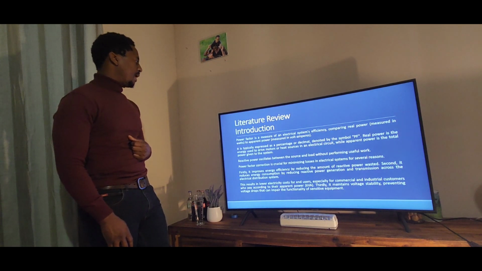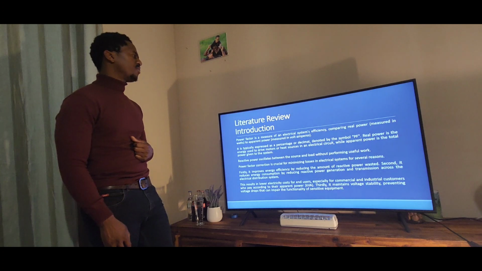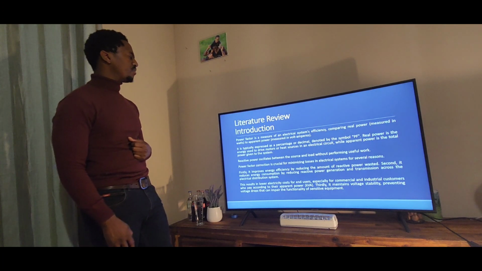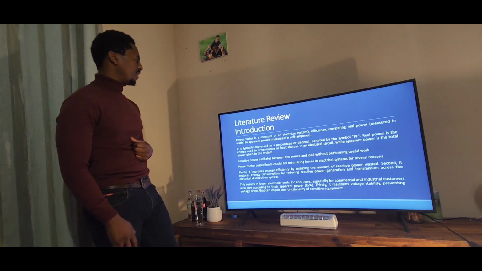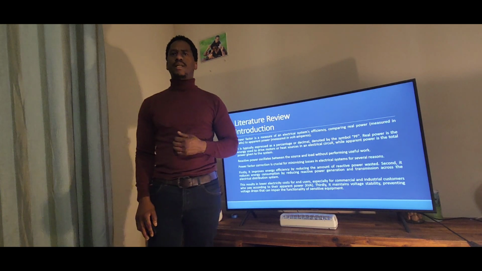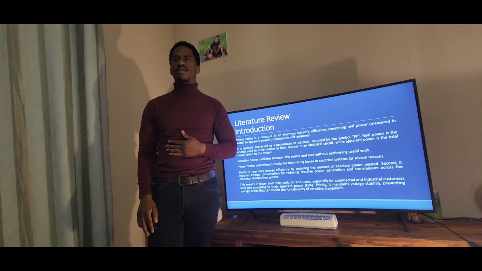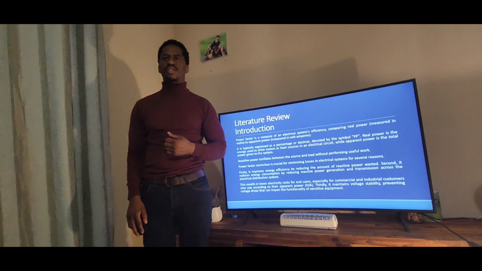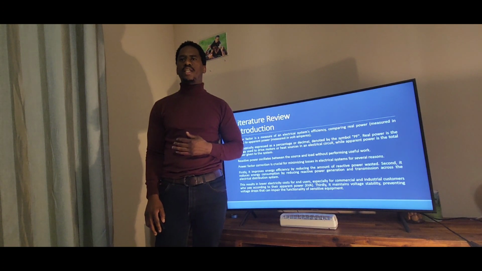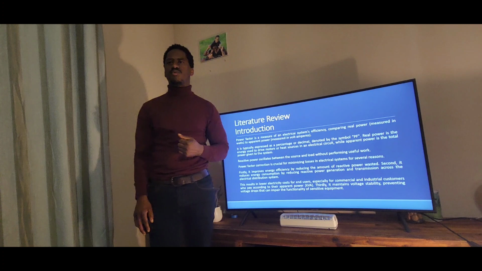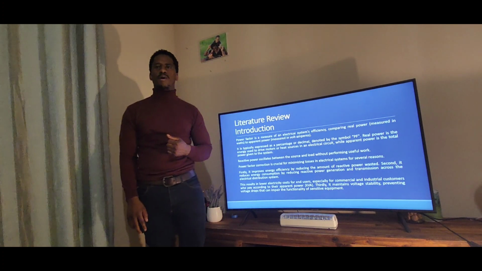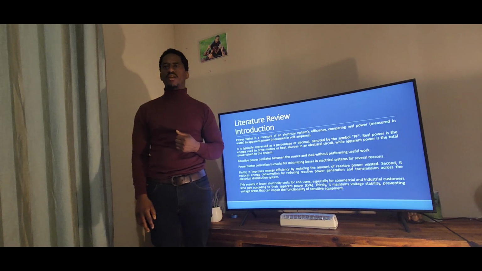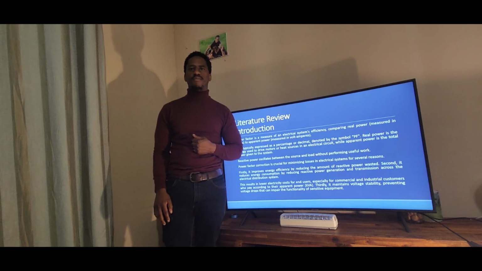Literature review. Power factor is a measure of an electrical system's efficiency, comparing real power, which is measured in watts, to apparent power, which is measured in volt-amperes. It is typically expressed as a percentage or decimal, denoted by the symbol PF. Real power is energy used to drive motors or heat sources in electrical circuits, while apparent power is the total power given to the system. Reactive power oscillates between sources and loads without performing useful work.